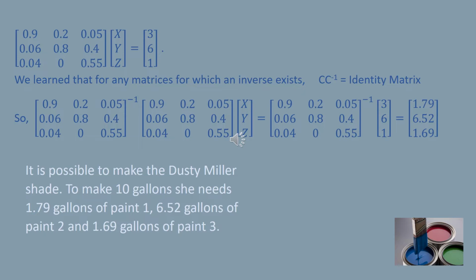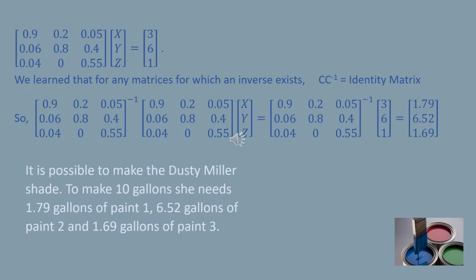And doing that on a calculator, because the numbers here would be kind of messy in terms of finding the inverse, I get that xyz would equal 1.79, 6.52, 1.69. So again, the left-hand side ends up being equivalent to xyz because the inverse times the original coefficient matrix reduces to the identity matrix. The identity matrix times xyz will just be xyz. If I multiply the inverse of the coefficient by 361, I get a new column matrix which has my three answers. So it is possible to make the Dusty Miller shade.